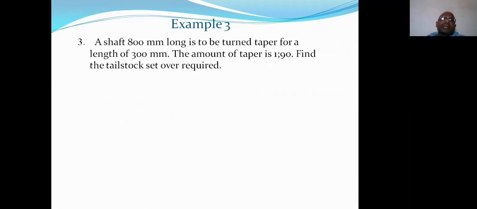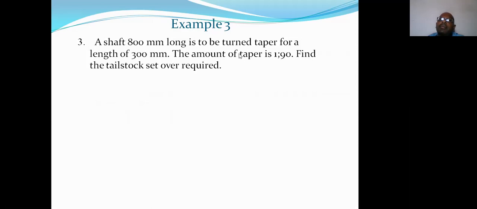Third example: a shaft 800 mm long is to be turned. That means capital L is 800 mm. The length of taper is 300 mm, that means small l, and the amount of taper is 1 is to 90. 1 is to 90 means for a length of 90 mm, the change in diameter is 1 millimeter. In this particular case, there is no need to consider the small length of the taper, because the amount of taper is already given directly as a 1 is to 90 ratio. That means for a length of 90 mm, the change in diameter is 1 millimeter. So in order to calculate the tan alpha value, tan alpha equals half of the change in diameter.